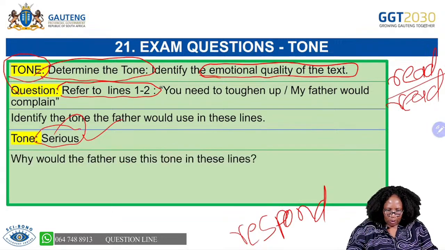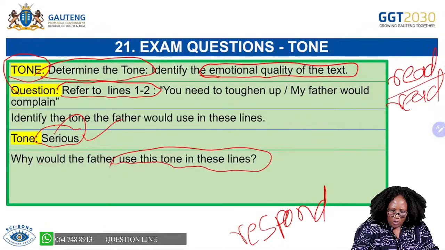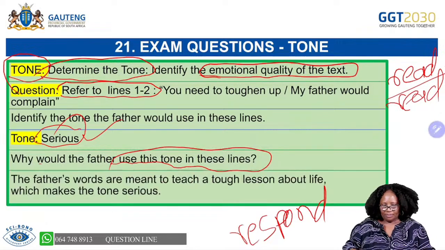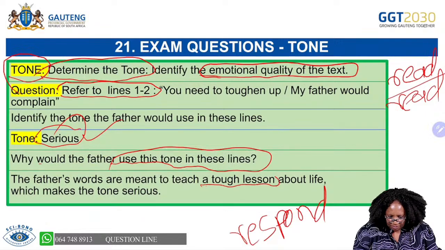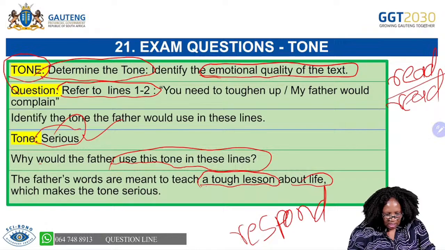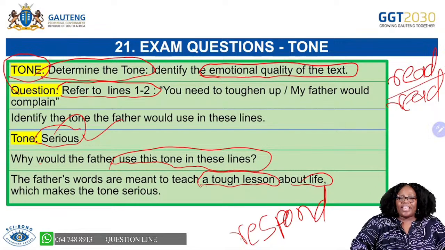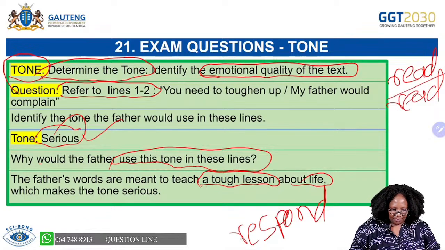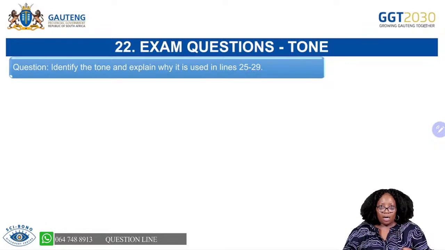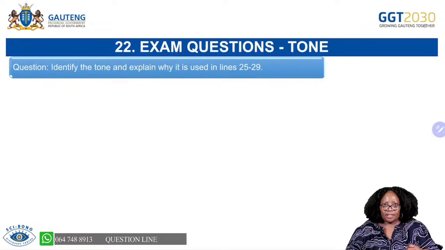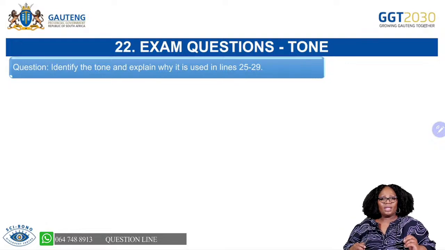Furthermore, you will be required to do what? To explain to us why the father would use this particular tone in the line, you need to toughen up. The father's words are meant to teach a tough lesson. About what? About life. Which makes the tone very serious. Life is not a fairy tale. It is what? A battlefield. So there is some serious warning there. And that's it.